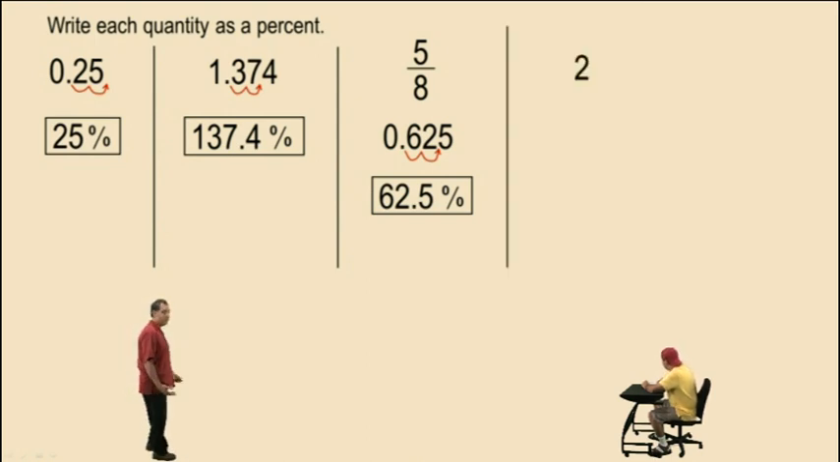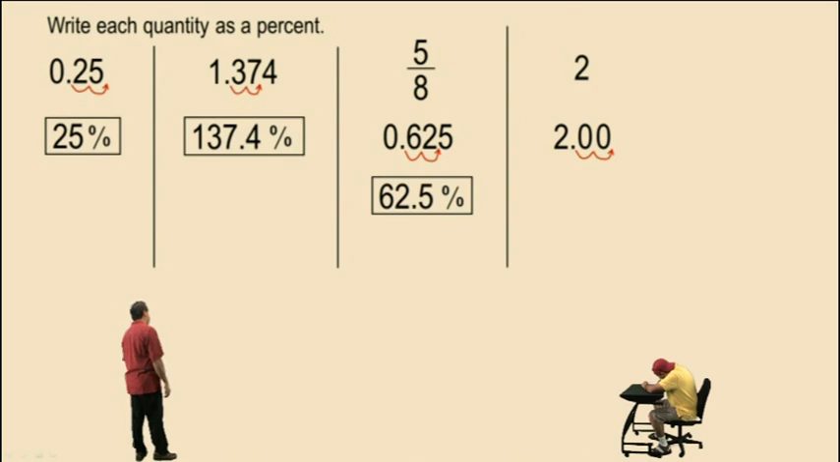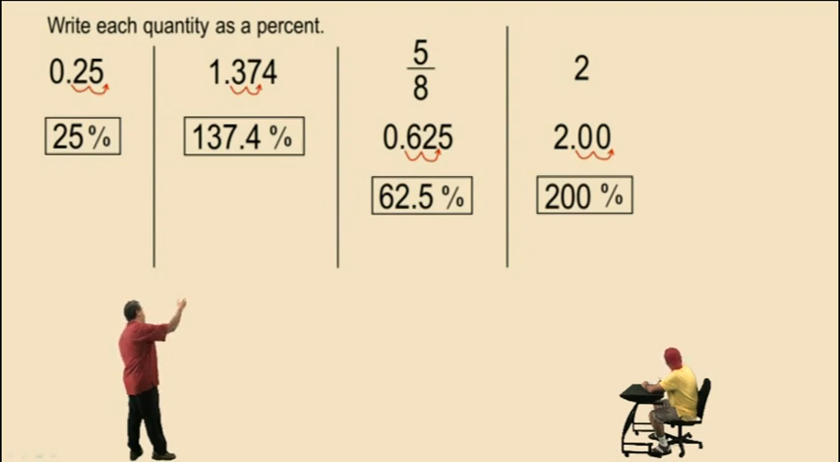Here we have the number 2. Don't get scared. Remember, there is an implied decimal to the right of that 2. Since we're converting to a percent, we need to move the decimal two places to the right. And so notice we get 2.00, we get 200. We started with 2.00 and moved it two places to the right, and that's how we got 200%. Notice, when we had 2, our answer was 200%. Over here, we had 1.374, we got 137.4%. So when you start with numbers that are larger than 1, you always end up with percents that are larger than 100.